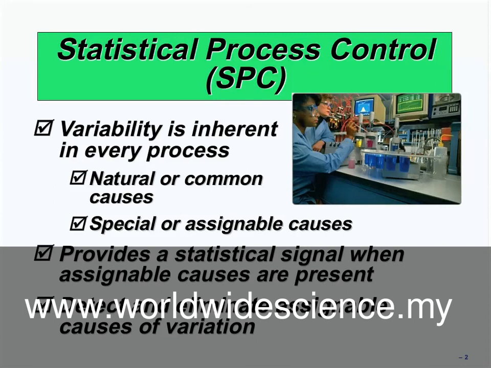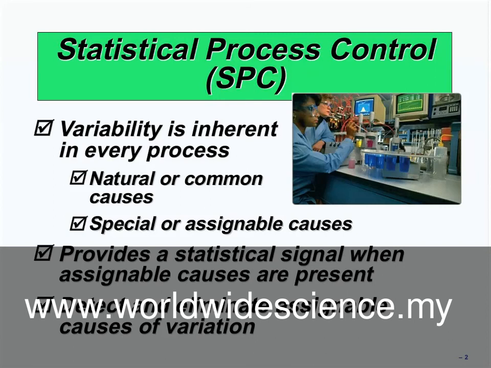Statistical process control, as you see, provides a statistical signal when assignable causes are present. The natural or common causes cannot be measured or coped with. But the special or assignable causes can be measured, determined, and resolved by engineers or by the operation manager. Detect and eliminate assignable causes of variation, as I told you.